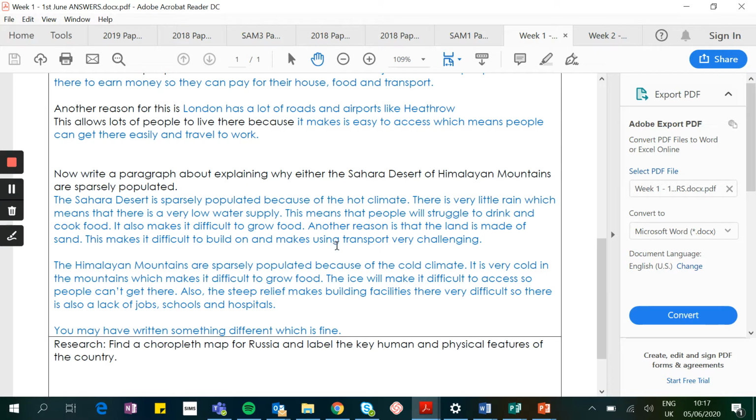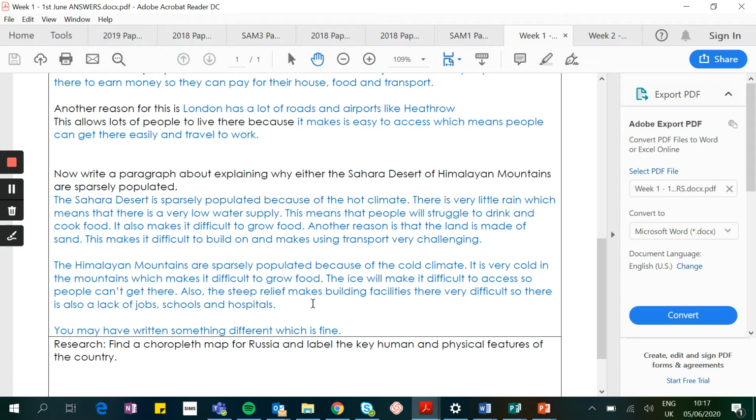So another reason is that the land is made up of sand, which makes it very difficult to build, and transport becomes very challenging because of the sand. Or you may have done the Himalayan mountains. You might have talked about the cold climate, and you may have said that it makes it difficult to grow food, and the ice makes it difficult to access because it's dangerous. Steep slopes, obviously, with the Himalayas, making building facilities very difficult there.